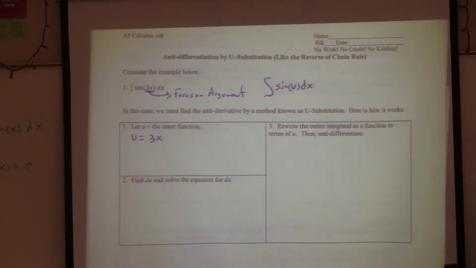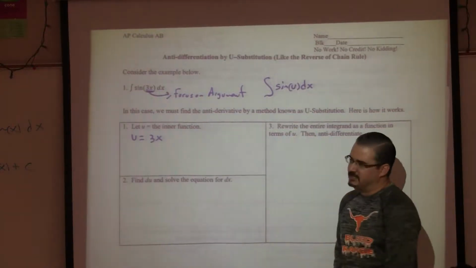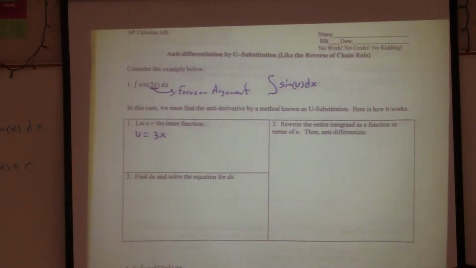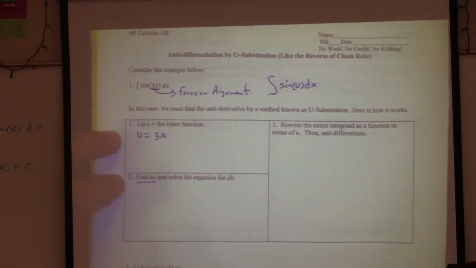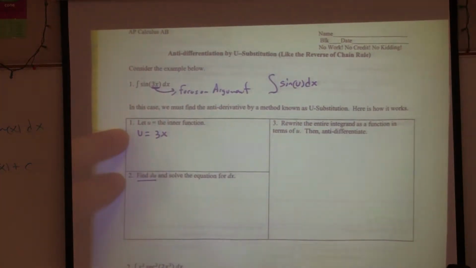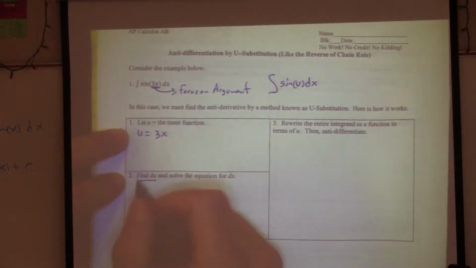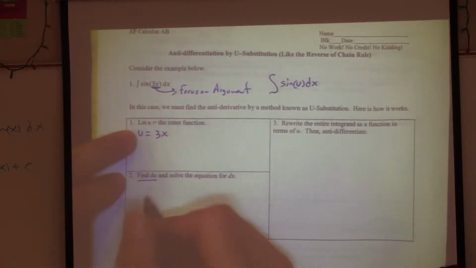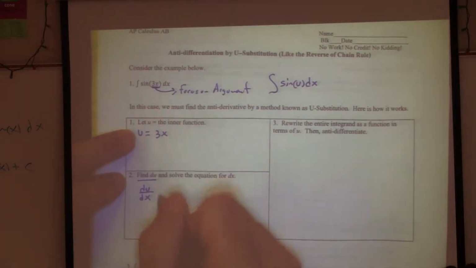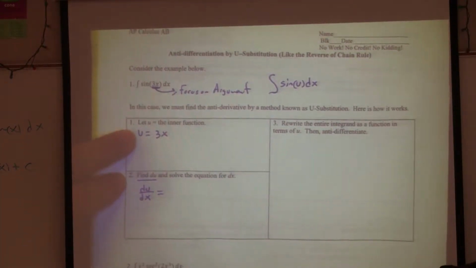du. So how could I find du? If I know u, find the derivative of it. Very good. Okay? So find du. So what would the derivative of this be with respect to x? What's the derivative of u with respect to x? du over dx is equal to, what's the derivative of 3x?